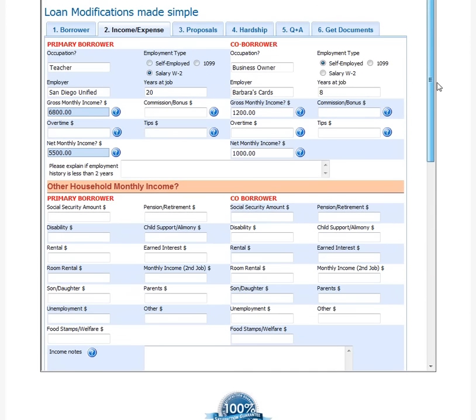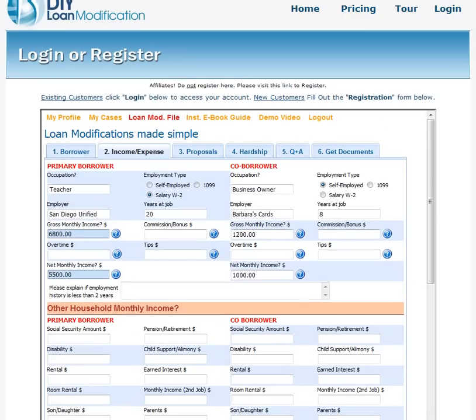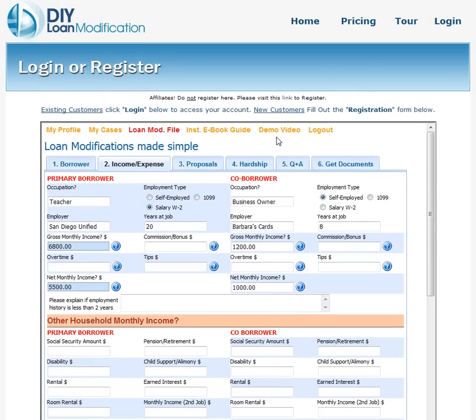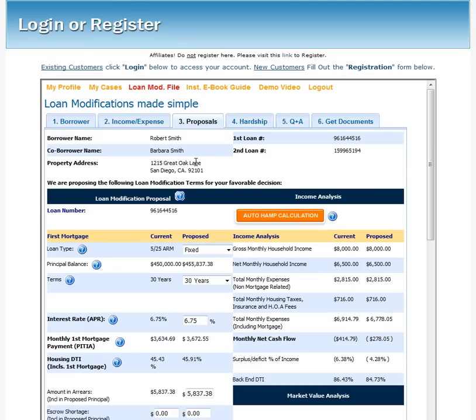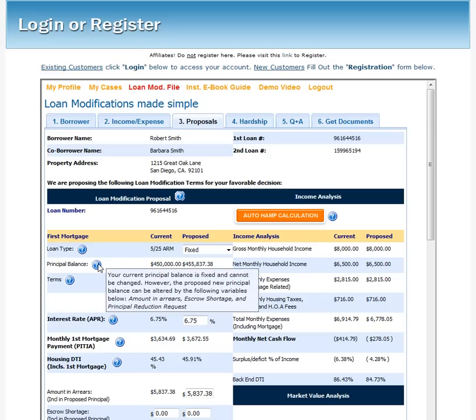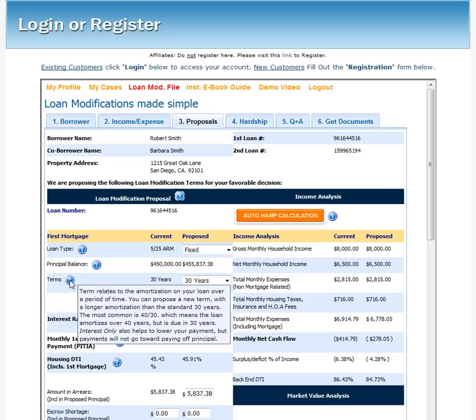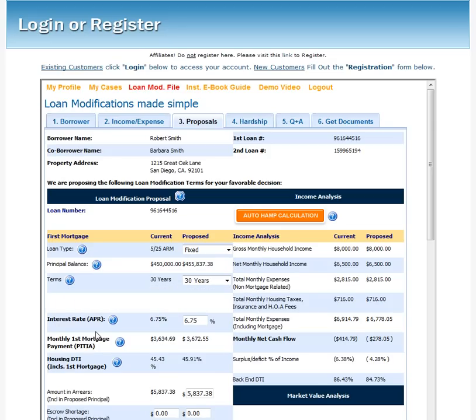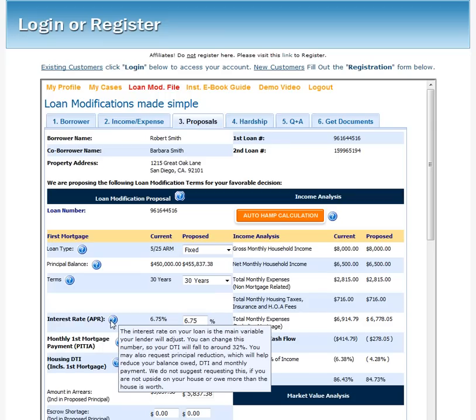The Proposal module makes it easy for you to properly suggest a new mortgage term that your bank may approve. Read the help icons for guidance. The Proposal module will analyze the cost of foreclosure, cost to sell the property, and overall estimated lender loss from a foreclosure. This is done to show the lender that it is in their best interest to modify your loan rather than foreclosing on the property.